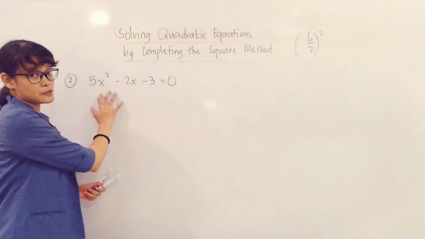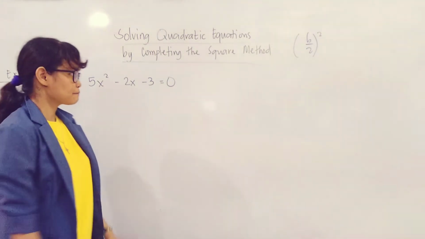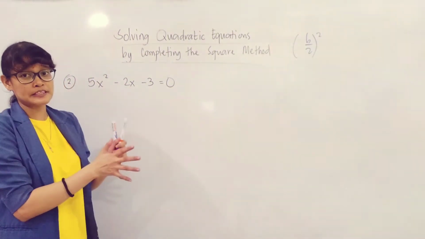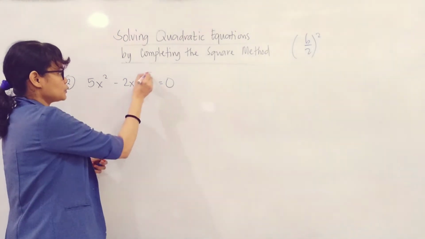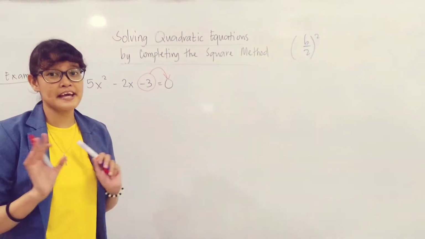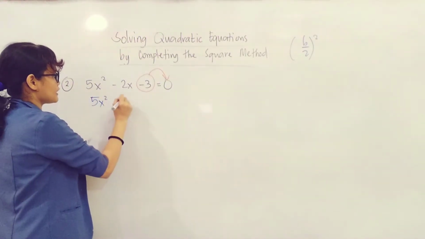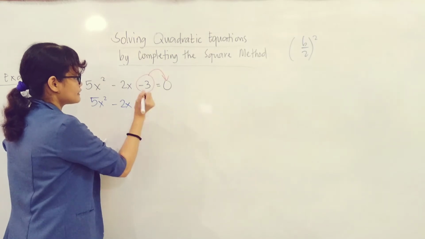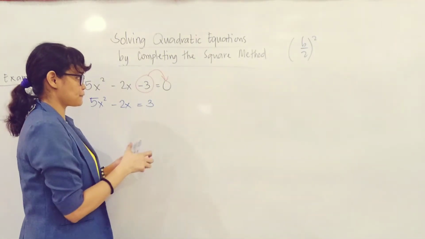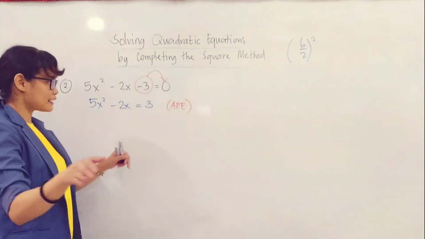You have 5x squared minus 2x minus 3 equal to 0. Again, ayan, nasa standard form na siya. So first step natin is to transfer the constant number to the other side of the equation. Alright, so this is equal to 5x squared minus 2x equal to 3. And this is because of APE. Alright, addition property of equality.